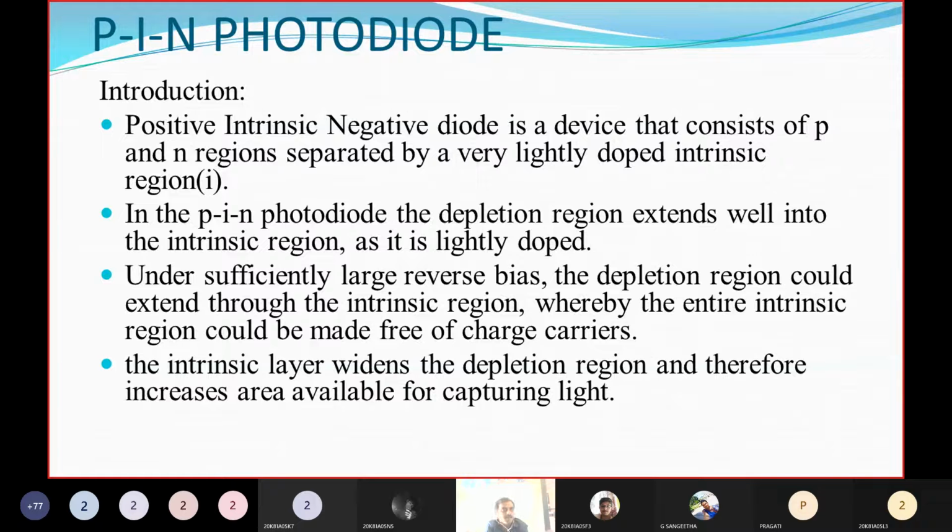Whenever light falls on the photodiode, charge carriers are produced, and due to these charge carriers current flows, whether it is connected in forward bias or reverse bias. Depending on the bias, the charge carriers move and current passes. But already a huge amount of current is there in forward bias, so the added current due to these charge carriers is very small compared to the already existing current.